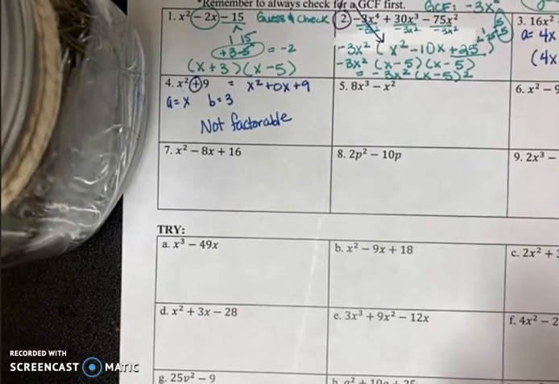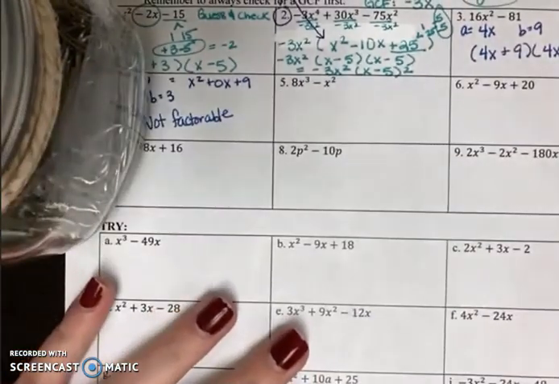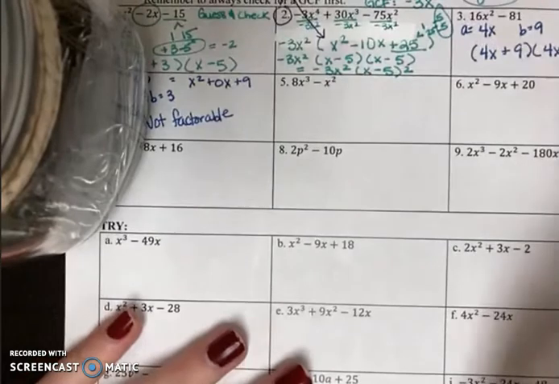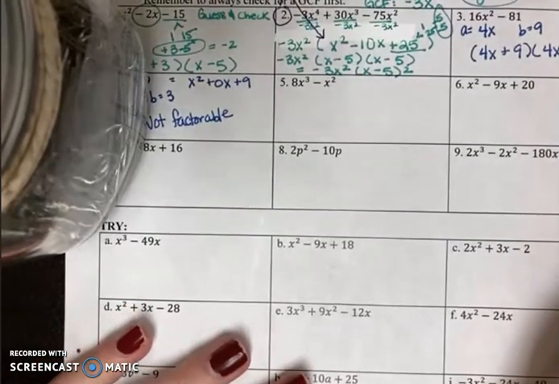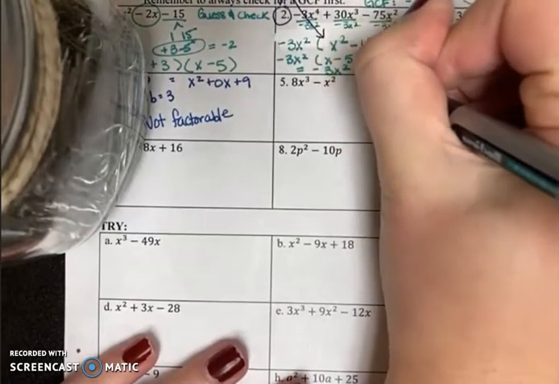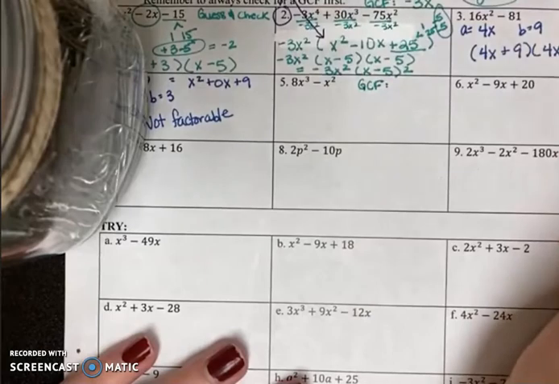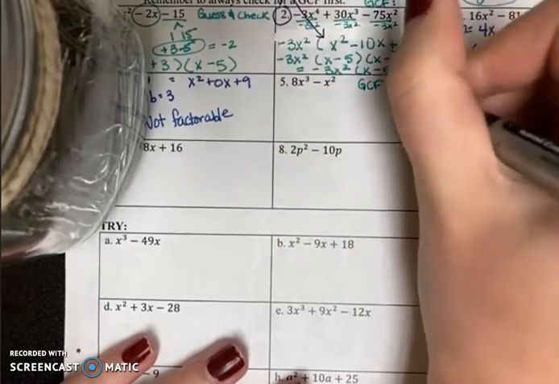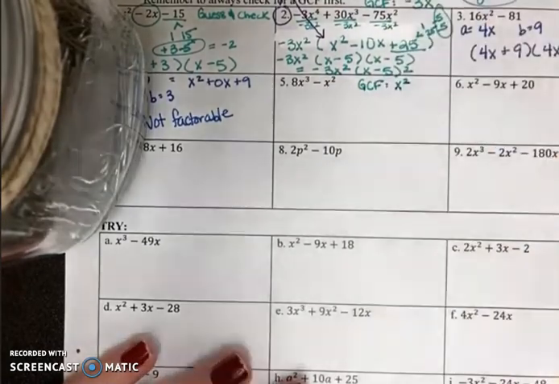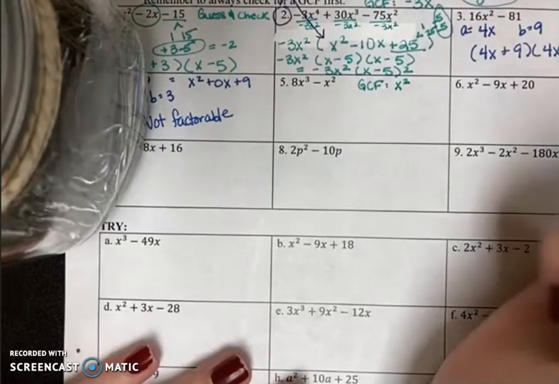Taking a look at number 5, switching back to my green pen. The first thing we should always do is check for a GCF, and I do see that there is a GCF here, not a constant, so no number other than 1. However, I could pull out a variable of x squared. Remember, we always want to pull out the lowest power.